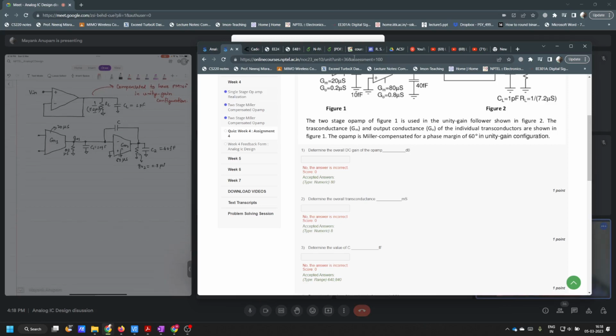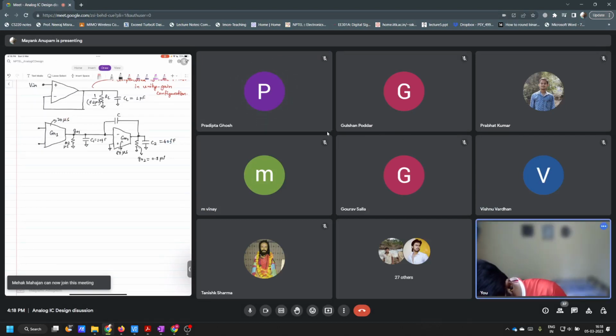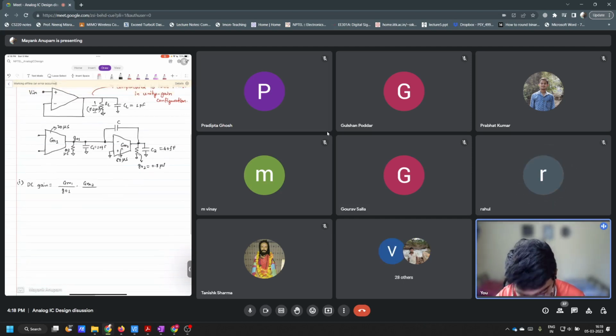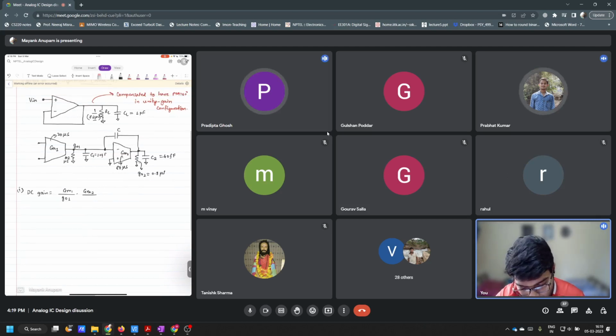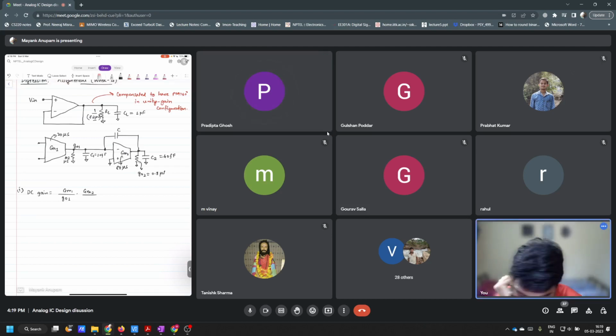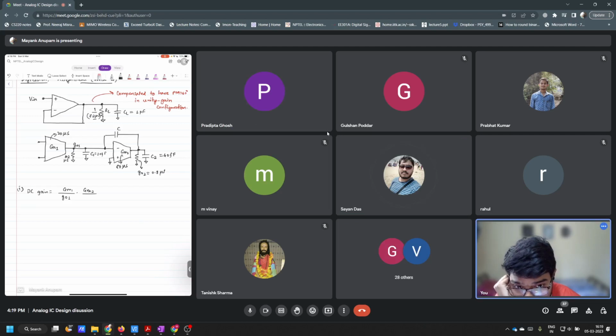So what is DC gain? GM1, GM2 by G naught 1, G naught 2. Cool. So first is DC gain, that is basically GM1 by G naught 1 into GM2 by how much? Think properly. For calculating DC gain, the capacitors will be open, correct? But RL will be considered, right? Yes, RL has to be considered.